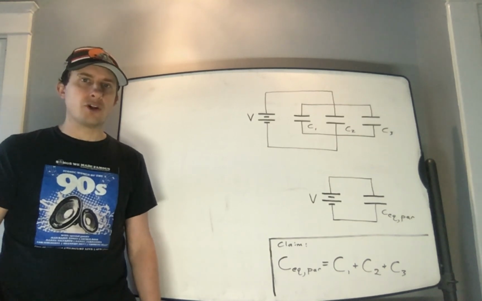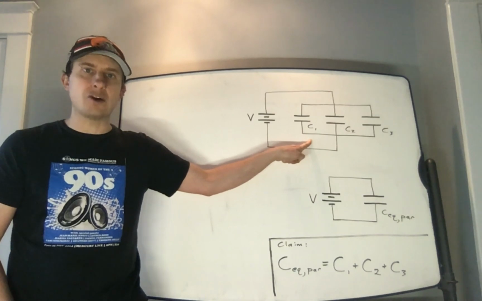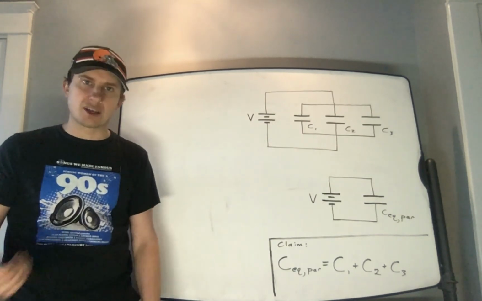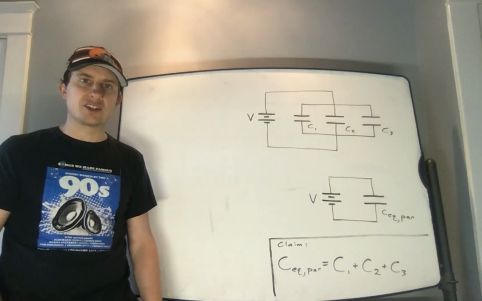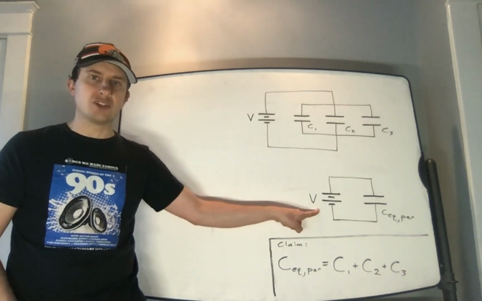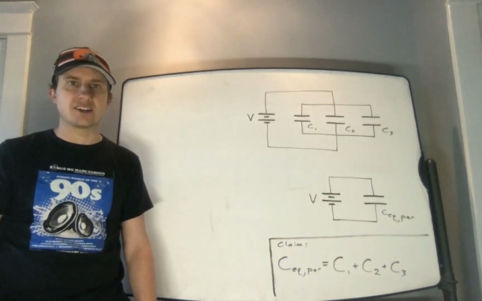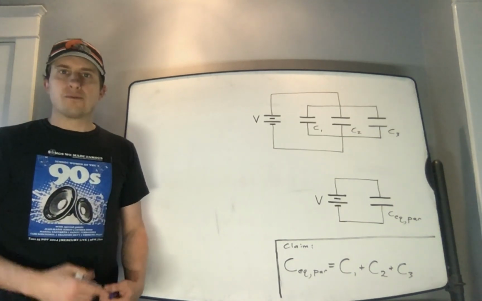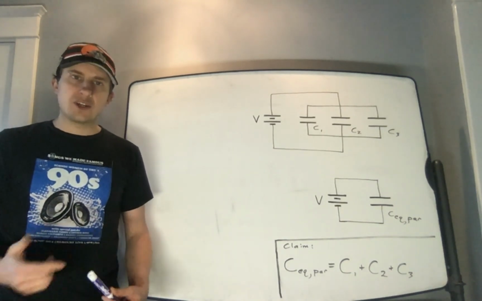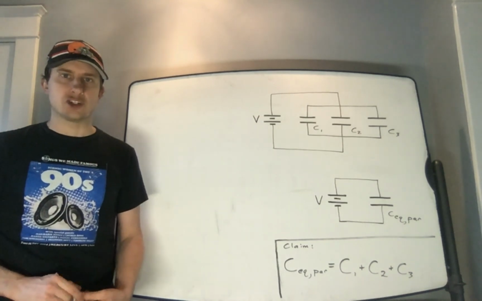In one circuit, we will have a battery of voltage V that's connected to three capacitors in parallel, and the capacitances of these capacitors are C1, C2, and C3. The other circuit we will consider will be a battery of the same voltage V, and that battery is connected to a single capacitor whose capacitance is C equivalent. Just like before, the derivation we present here for three capacitors in parallel can be straightforwardly extended to any number of capacitors that are in parallel with each other.